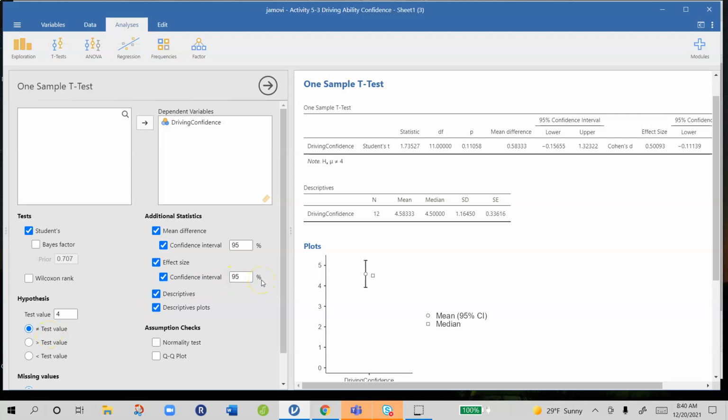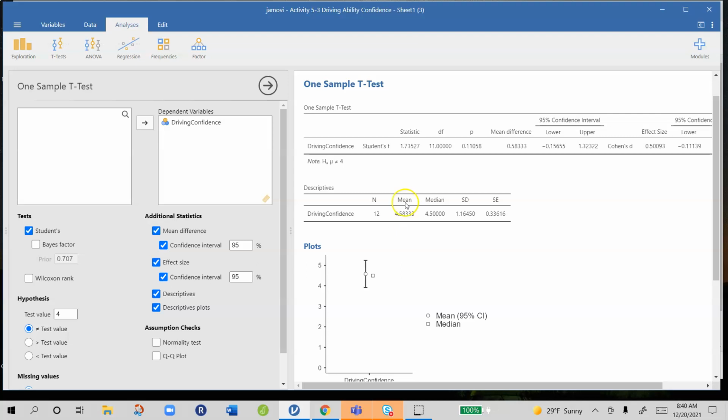All right, so here is our output. We have a mean confidence rating of 4.58 with a median of 4.5. Standard deviation is 1.16, which is the typical distance scores are from that mean of 4.58. And our standard error of the mean is 0.33. That's the typical distance we would expect between sample means and the population mean.